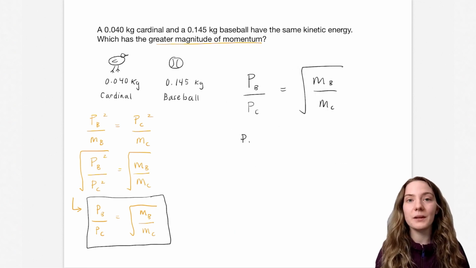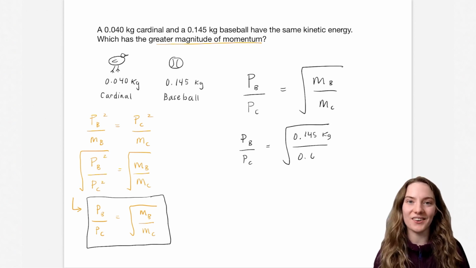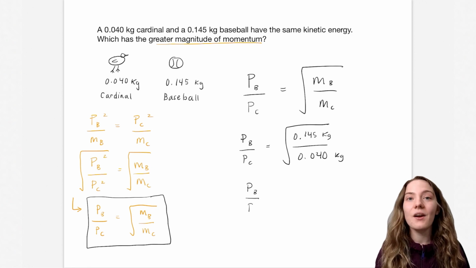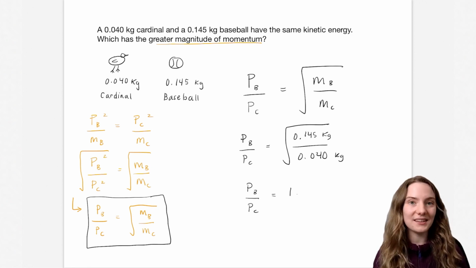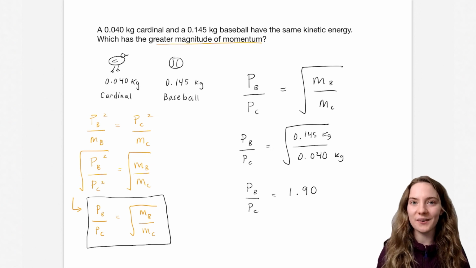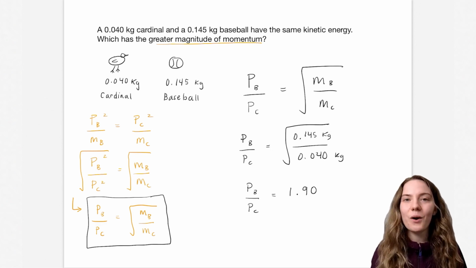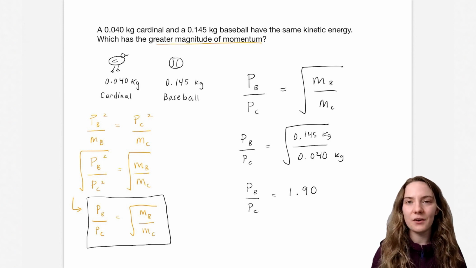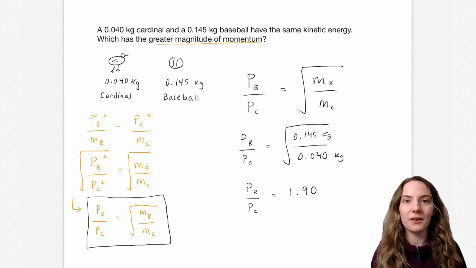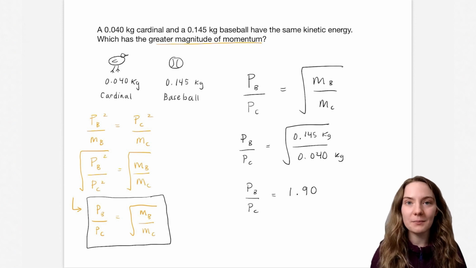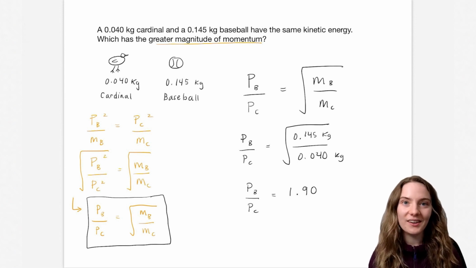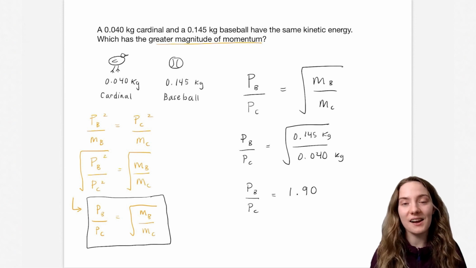All we need to do is replace our mb and mc values with the mass of the baseball and the mass of the cardinal. Then when we do the math, we can see that pb over pc is equal to 1.90. But now what does this mean? Well, what we did is on the left-hand side of our equation, we have a ratio that's comparing the momentum of the baseball to the momentum of the cardinal. And what we found on the right-hand side of our equation is that the momentum of the baseball is 1.9 times bigger than the momentum of the cardinal.